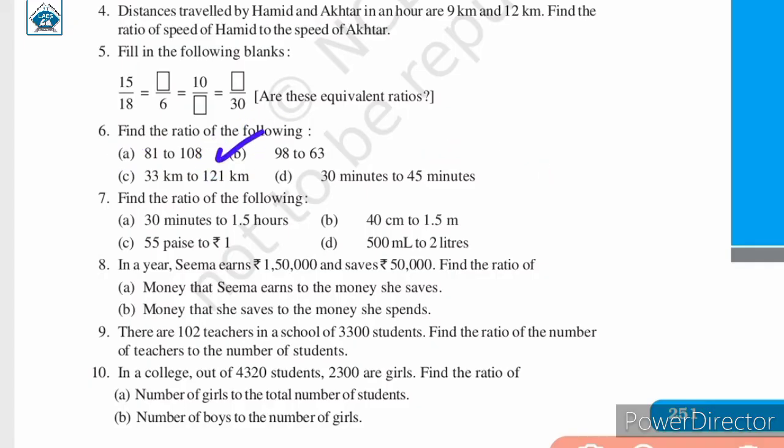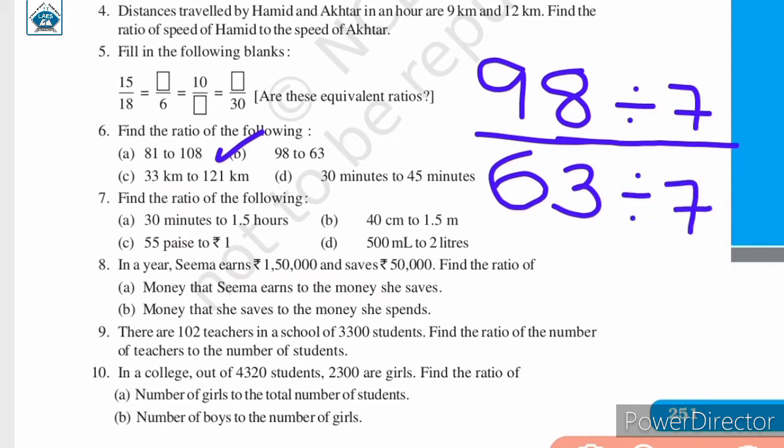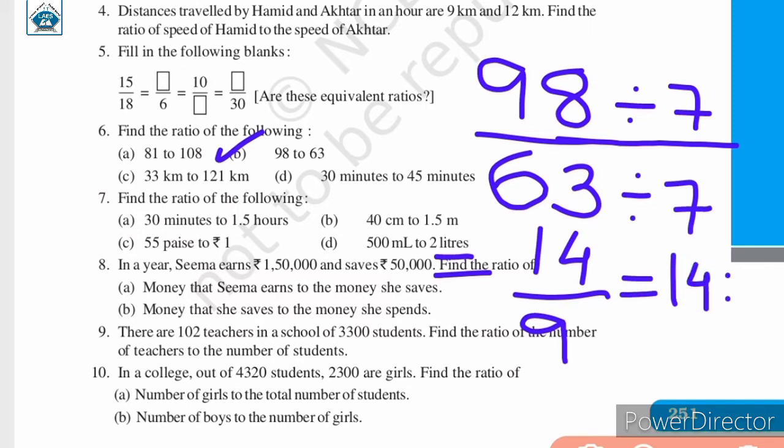In the next part, you are asked to find the ratio of 98 to 63. So 98 divided by 63. 98 upon 63 is the required ratio. Now dividing the numerator and the denominator by their highest common factor, that is 7. So when we divide this with their highest common factor 7, we will get the simplest form, that is 14 upon 9. So this can be written as 14:9. So this is the required ratio.